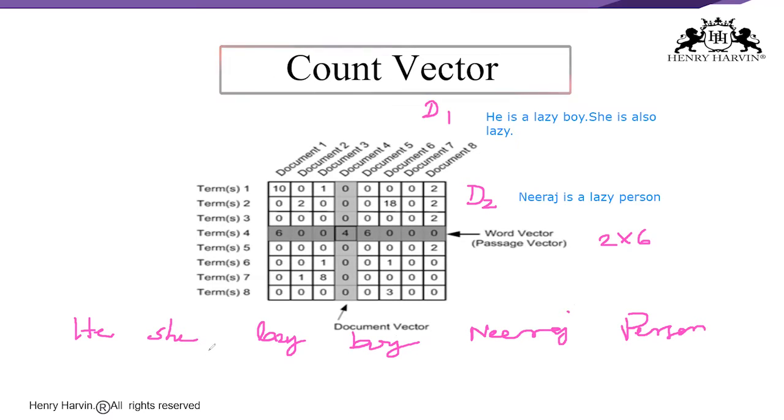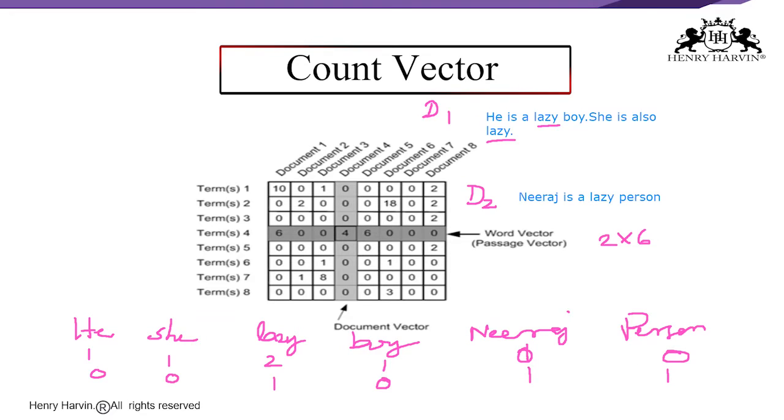So first I'm going to consider D1. In D1, he is there one time, she is there one time, and lazy appears here also, so that's going to be 2. And boy is 1. Person is also 1. Oh, sorry, Neeraj is not there, because we are talking about D1. So when you talk about D2, there is no he, there is no she, there is one lazy, and there is no boy. Neeraj and person are there once. This is what I'll get.